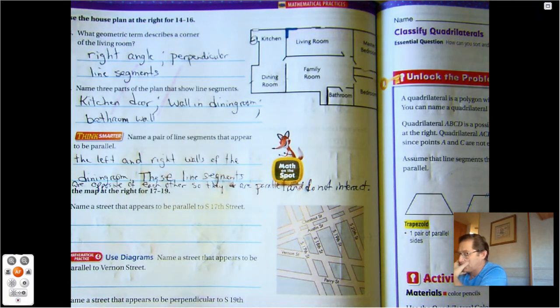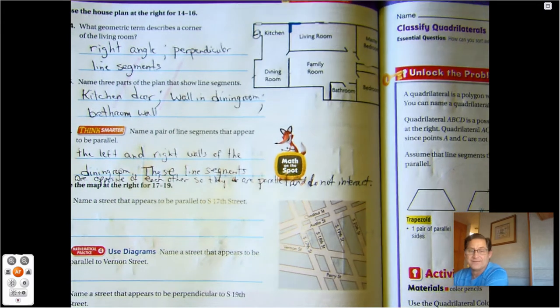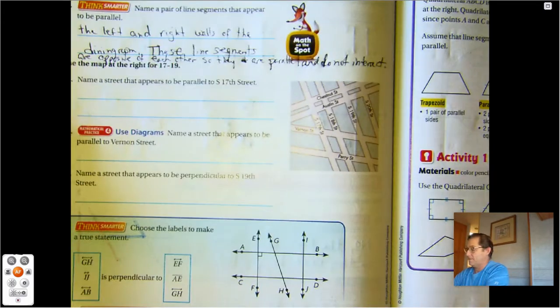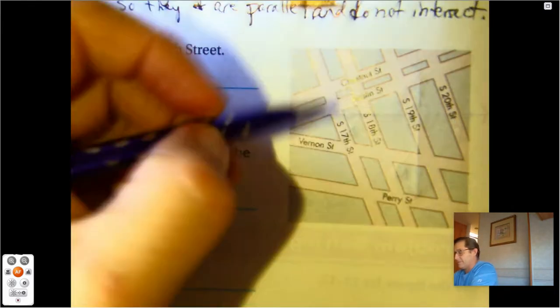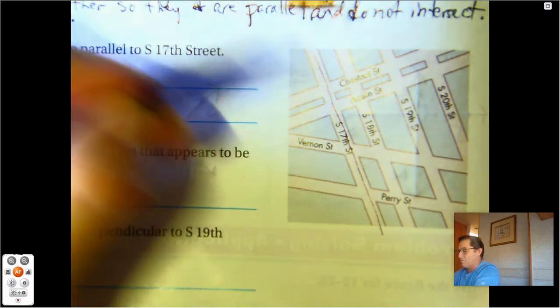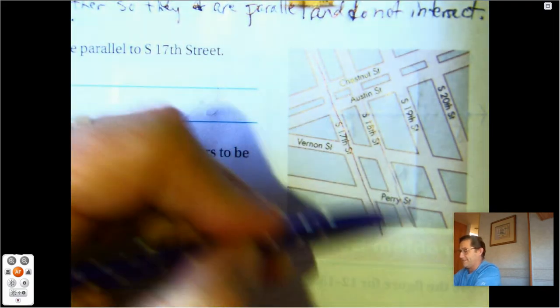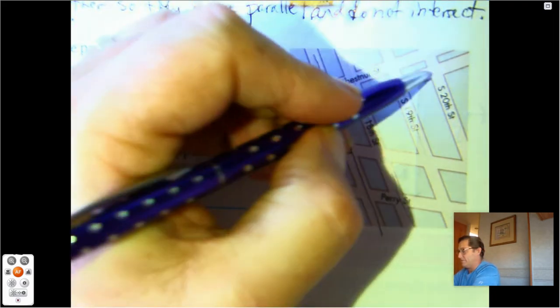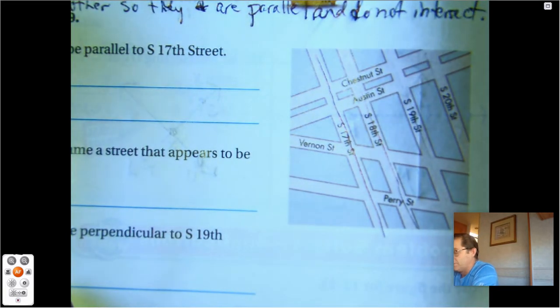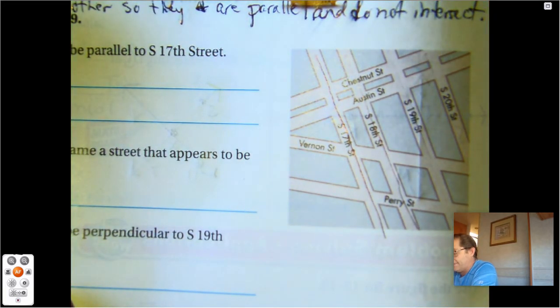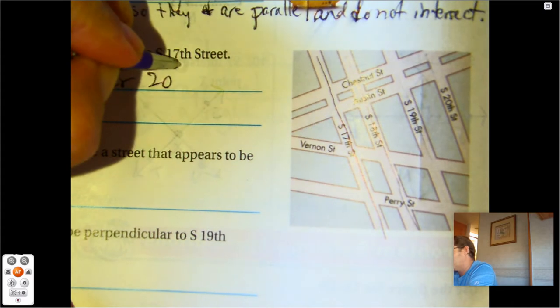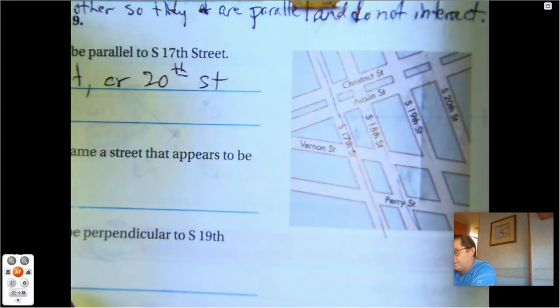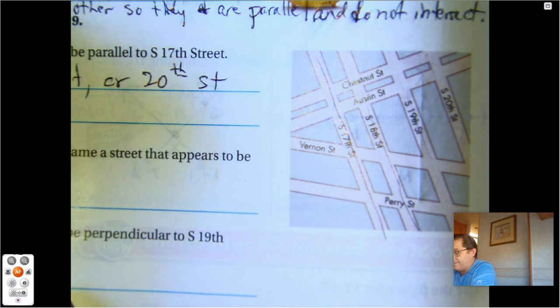All right, name a street that appears to be parallel to 17th Street. Okay, so let's find 17th Street. Okay, so 17th Street's running this way. I want a street that also runs that way. Well, 18th does, 19th does, 20th does. So there are multiple possibilities. 18th Street, 19th Street, or 20th Street are parallel to 17th.